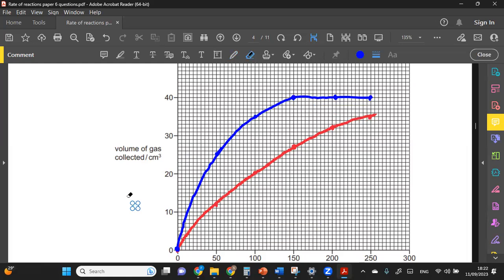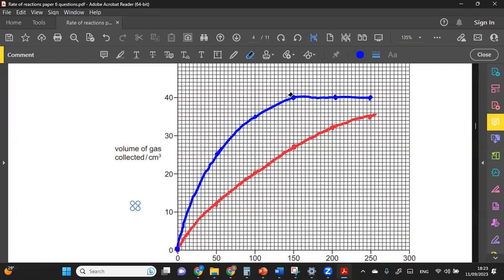So automatically, I think we can go ahead and discuss a few things about these two graphs that we have just drawn. The graph in red, as you can see, the gradient is less steep. The gradient is lesser. While the graph in blue, the gradient is much, much steeper, but at the end it's horizontal.